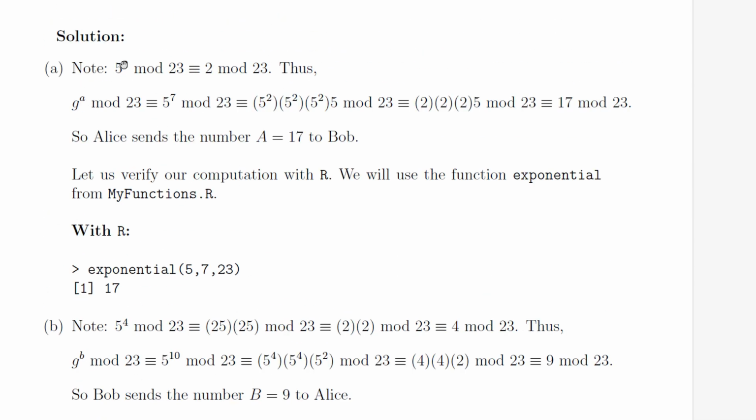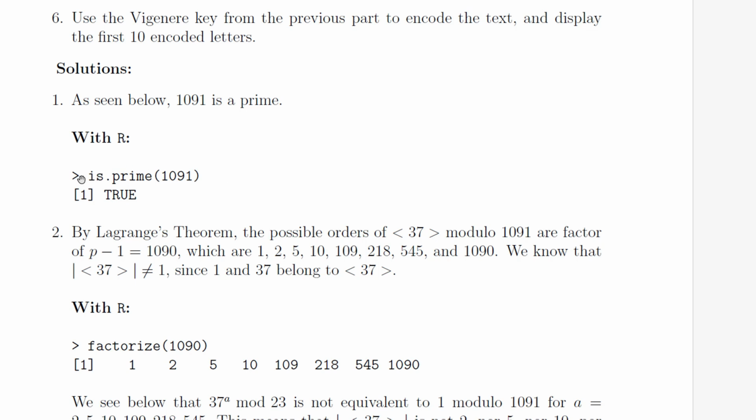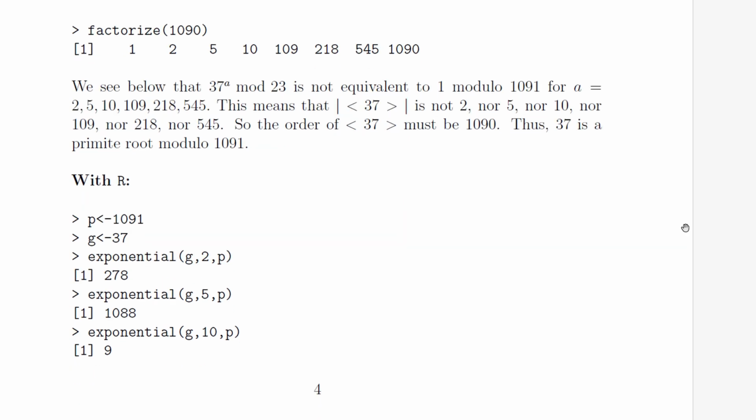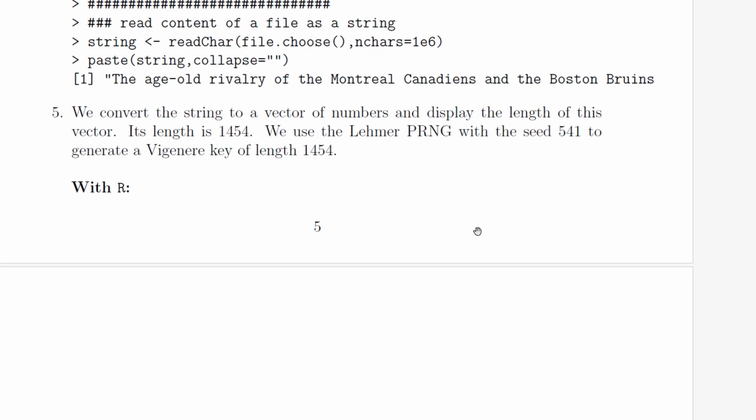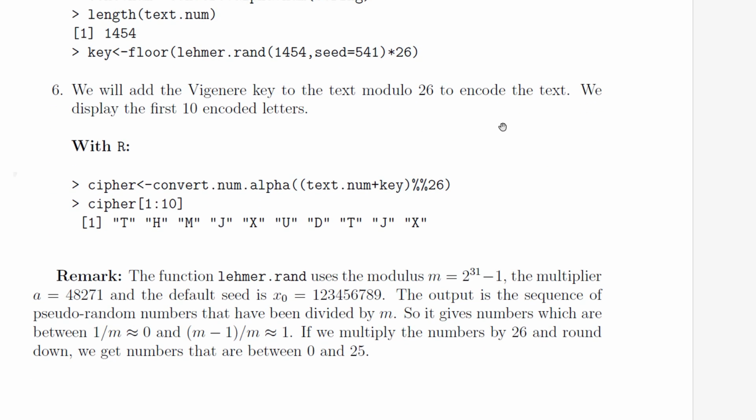If you want to compute 5 to the power 2 mod 23, you do the exponentiation and it gives you the numbers. Is this number prime? True, it's prime. And it will use an algorithm, do the factorization, do all the calculation, and then at the end find the message.